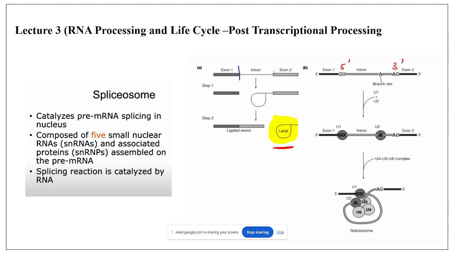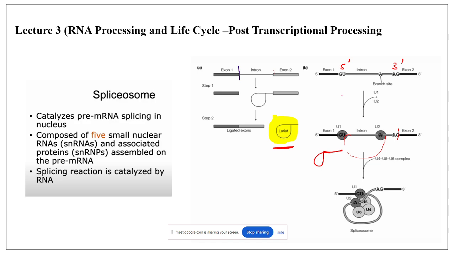You see here, this is the branch point, this is AG and this is GU. First there is a cut at GU, it gets folded and goes to the branch point, and then there is a cut at the 3' side AG, and then the lariat structure is removed.